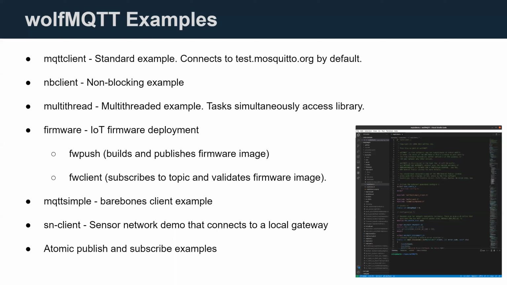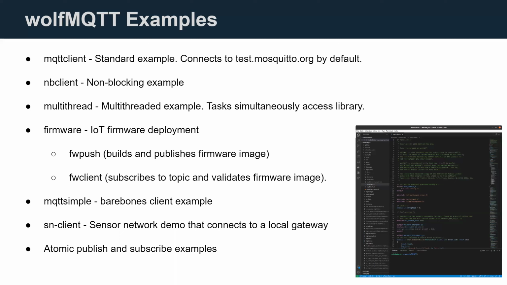It has two parts. The first, the FW push, uses wolfSSL to build a hashed and signed firmware image and publish it to the broker. The second part, the FW client, is subscribed to the topic and waiting for the firmware to be published. When it receives the message, the firmware image is unpacked and verified.